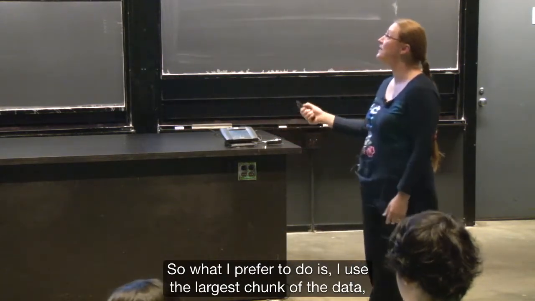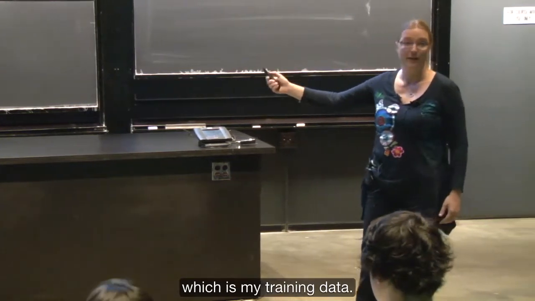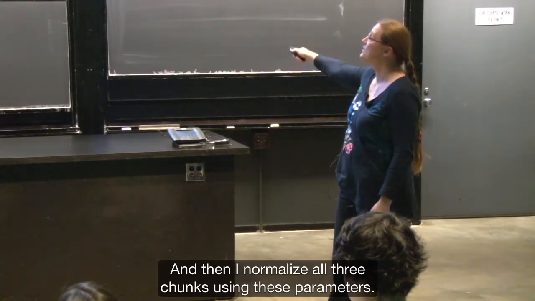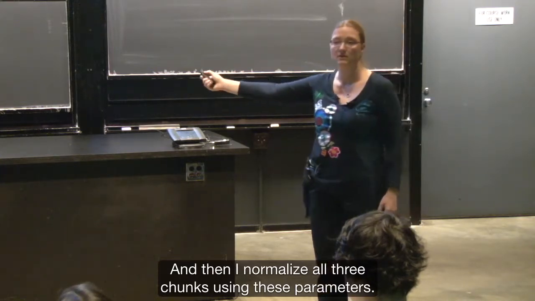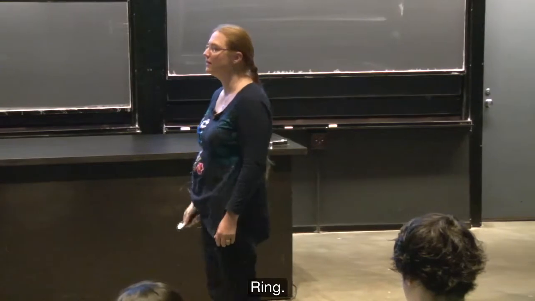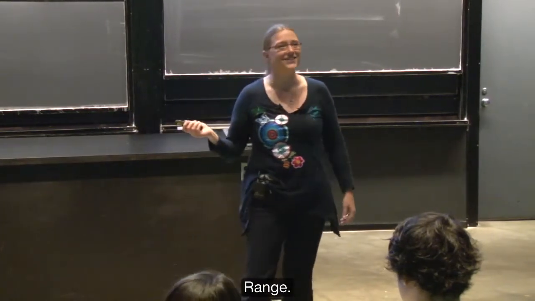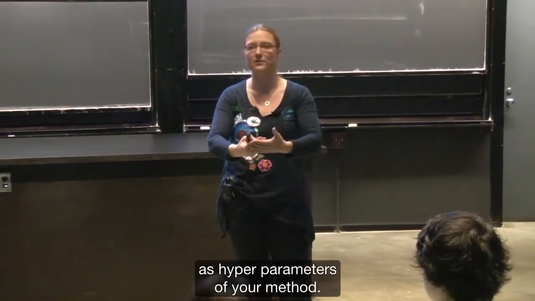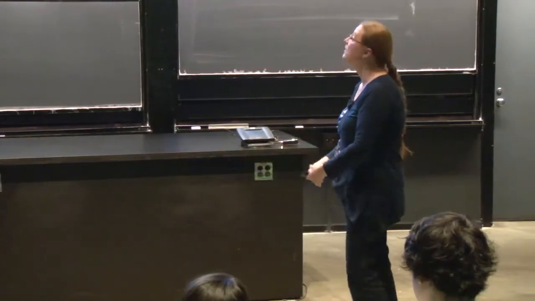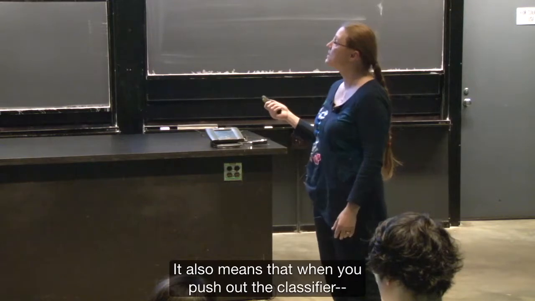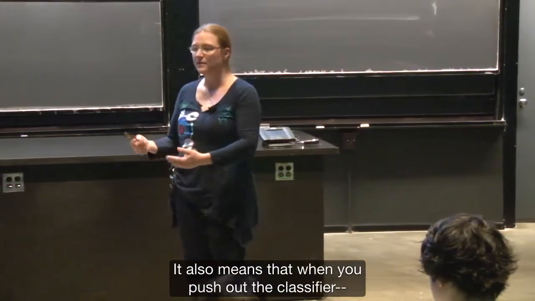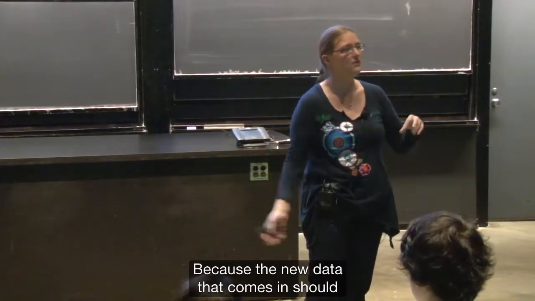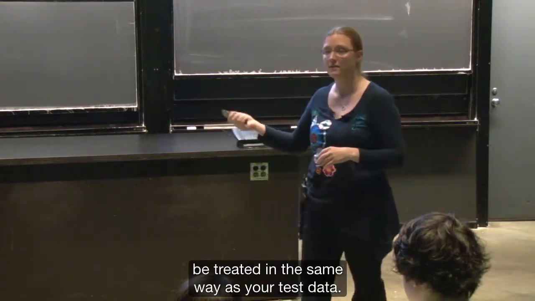So what I prefer to do is use the largest chunk of the data, which is my training data, and use this to estimate the mean values, and then I normalize all 3 chunks using these parameters. Same goes for standard deviation, range, whatever you want to normalize by. Basically, think about these normalization parameters as hyperparameters of your method. It also means that when you push out the classifier, let's say you program an application for biologists to use later, those values need to be stored because the new data that comes in should be treated in the same way as your test data.